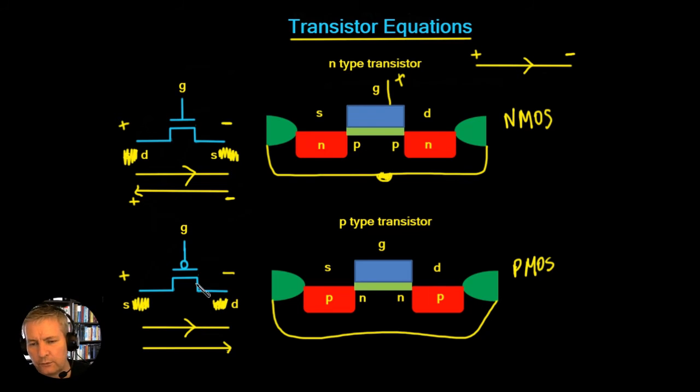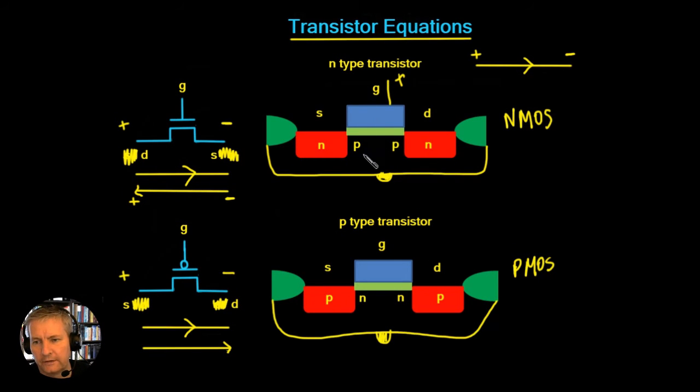Now the same thing goes for the P-type transistor. The bulk here is going to be connected to the source, so we would have the bulk here with a source connection. But again, we don't bother drawing that in most of the time. We can just leave it off because it's understood that the bulk is connected to the source.